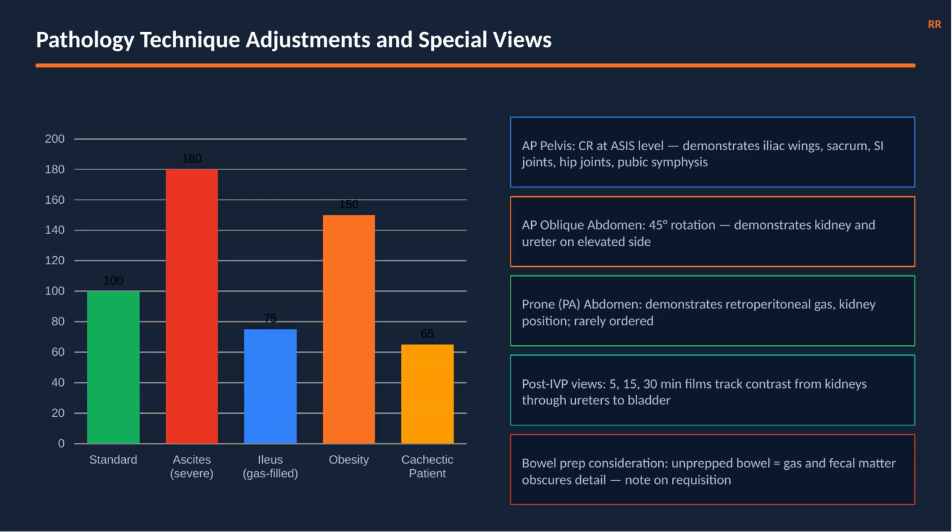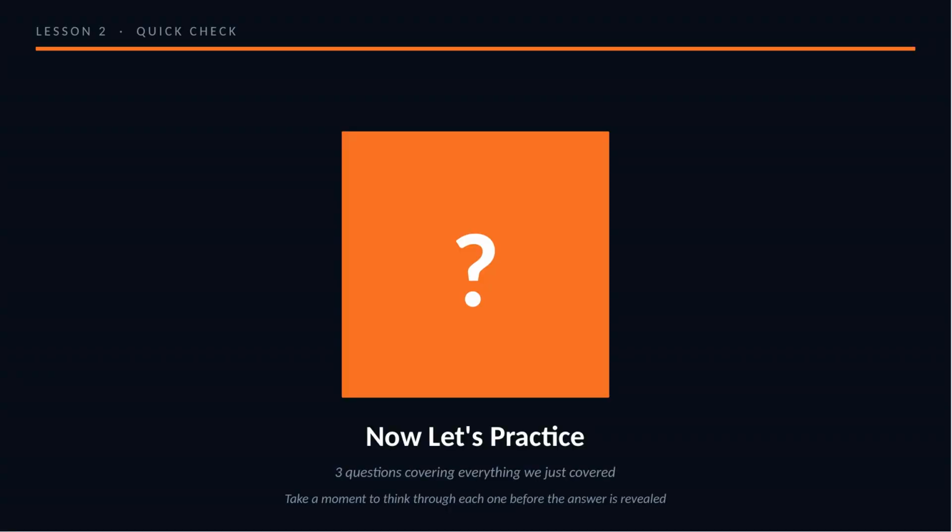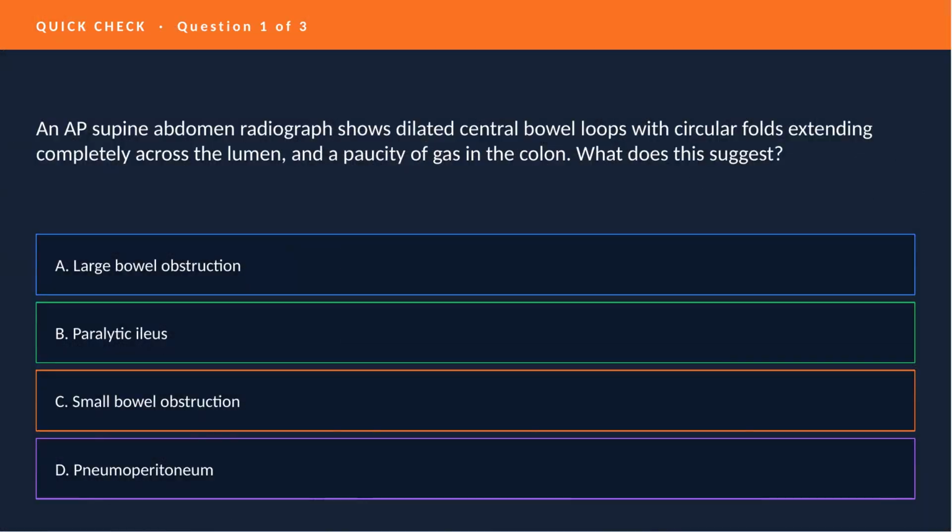3 special views. AP pelvis. CR at the ASIS level. Demonstrates iliac wings, sacrum, SI joints, hip joints, and pubic symphysis. AP oblique abdomen. 45 degrees of rotation. Demonstrates the elevated kidney and ureter on the oblique side. And IVP time series. Films at 5, 15, and 30 minutes post-injection track contrast moving from the kidneys through the ureters into the bladder. 3 abdomen radiography questions.